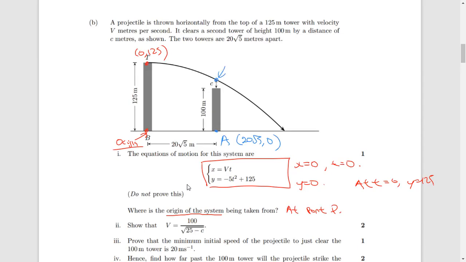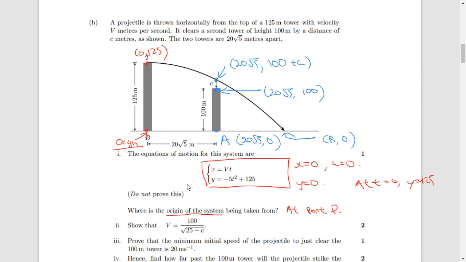The projectile must be passing through a point above that, so it must be passing at 20 root 5, and then that's across. Going up, it's got the tower length of 100 plus c. And this point on the top of the tower must be 20 root 5 and 100. And this point must be at some unknown range and 0. So that gives you an idea of the setup of this question.